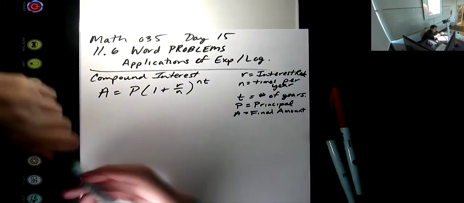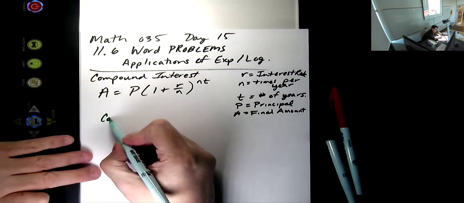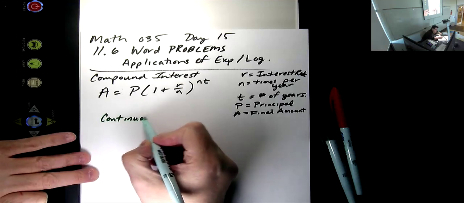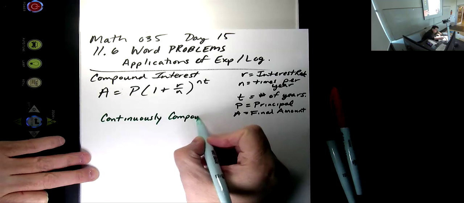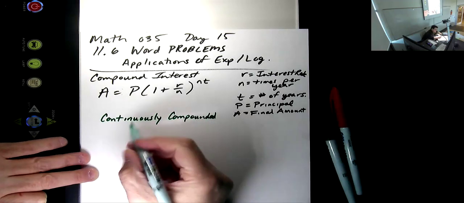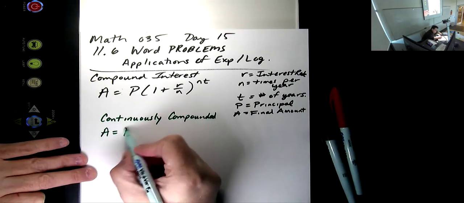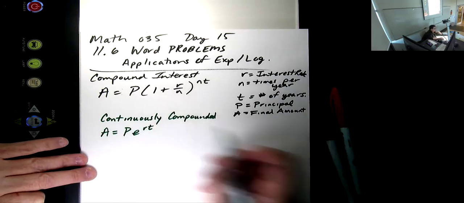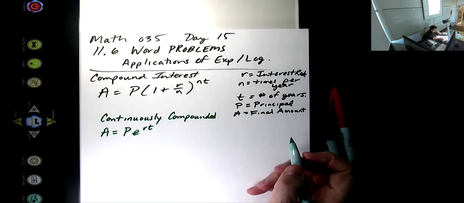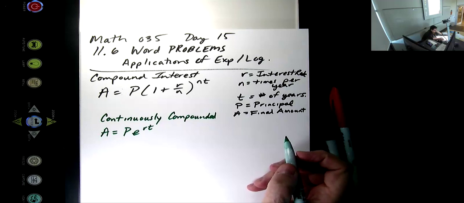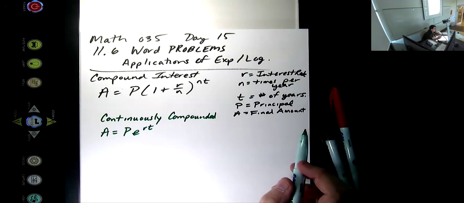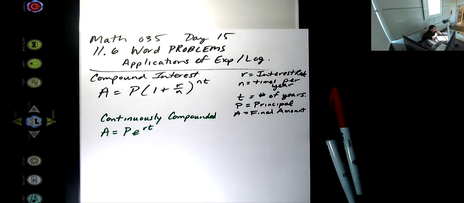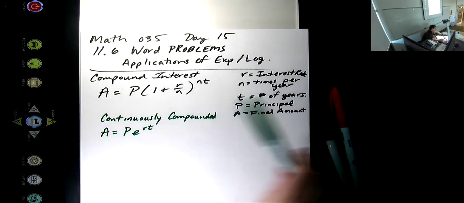Then there's the continuously compounded formula, A equals Pe^(rt). And the letters are all the same. R means the same thing, T means the same thing, P means the same thing, A means the same thing.